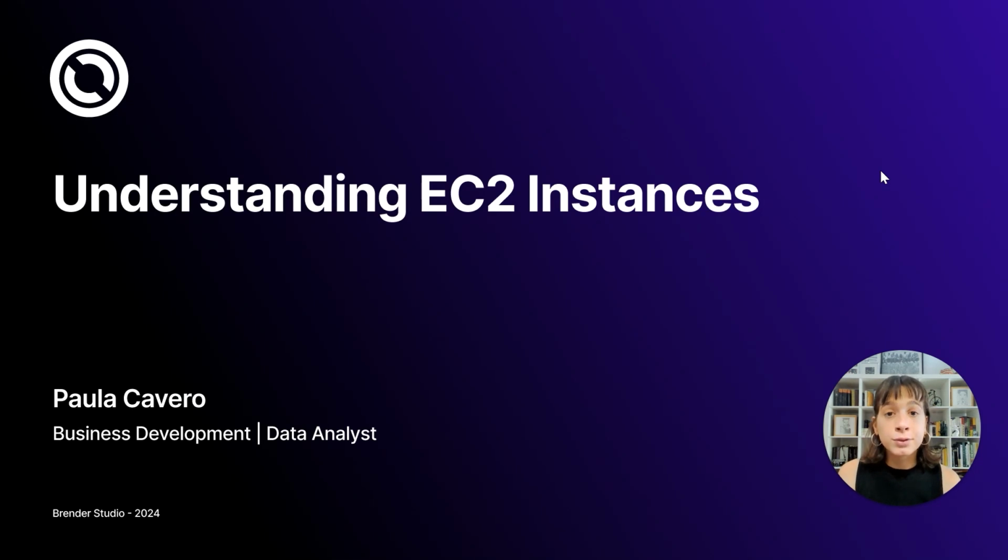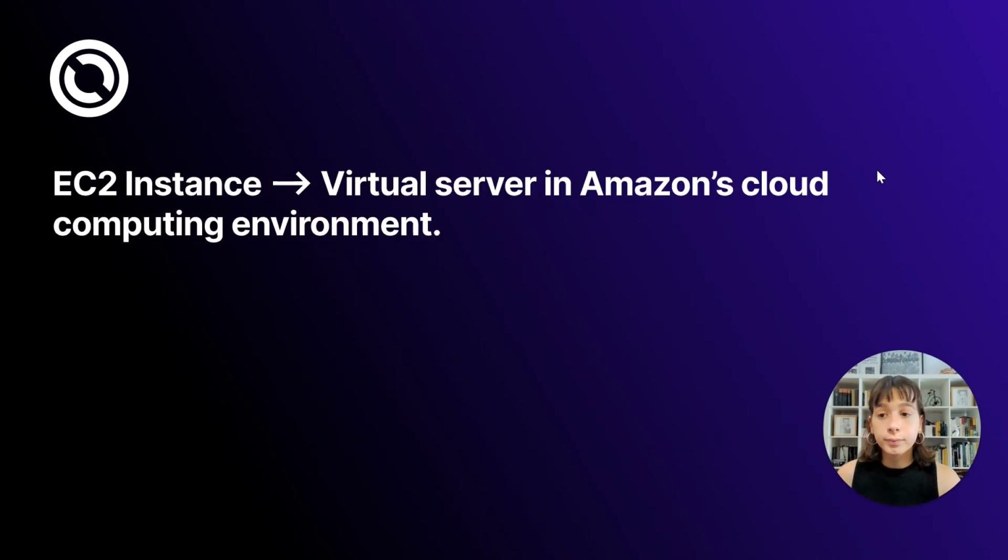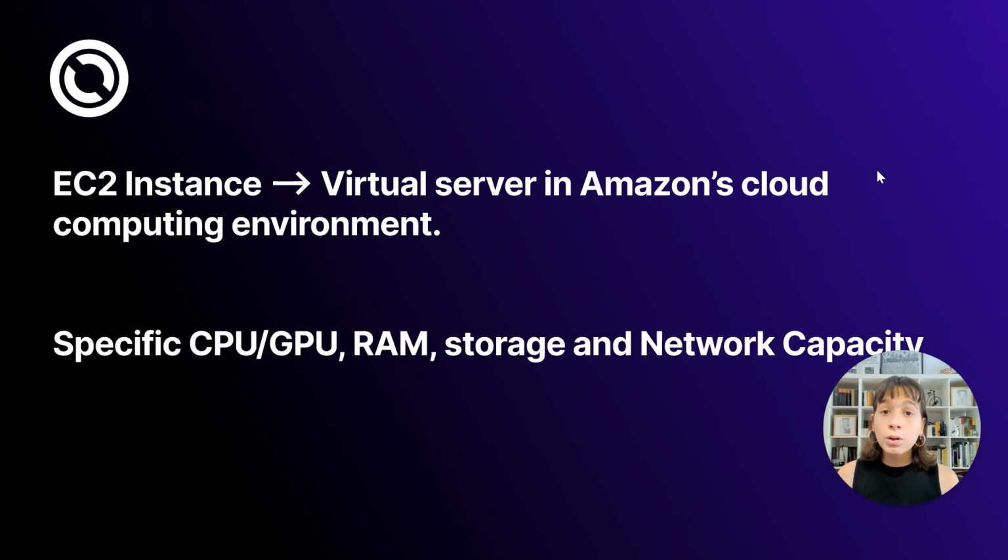Hello everyone! In today's video, we will go through Amazon Web Services EC2 instances to understand them and know which one to use depending on the occasion. An EC2 instance is a virtual server in Amazon's cloud computing environment. This is as if you were renting from Amazon a virtual computer to perform tasks such as rendering your frames. When you launch an instance, you are starting a virtual machine with a specific configuration of CPU or GPU, RAM memory, storage, and network capacity.